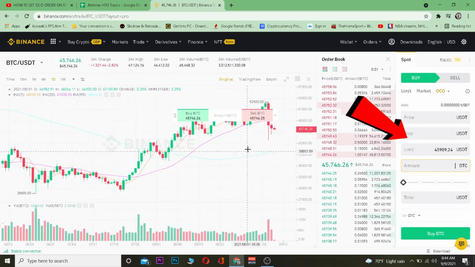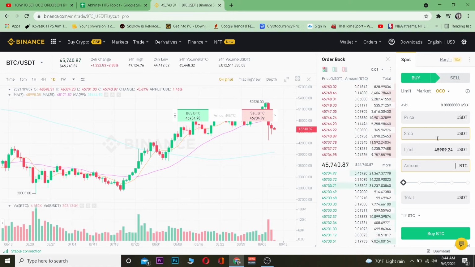After that, you want to buy the Bitcoin, and after it reaches the desired price level, whether it goes up or it goes down, it's going to sell. That's basically how you guys can set an OCO order. In other words, one cancels other order.